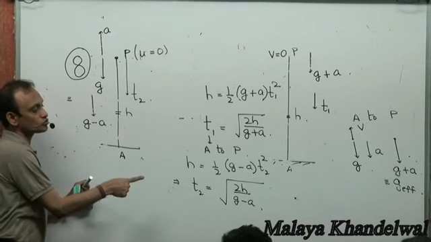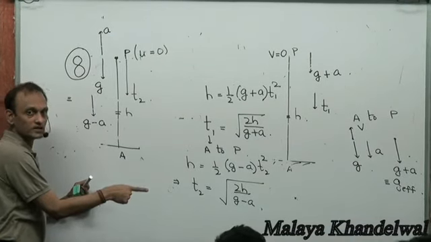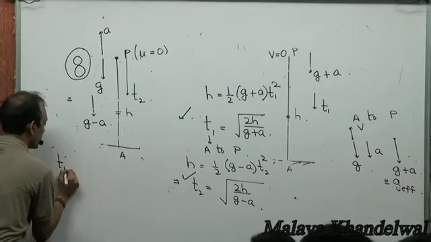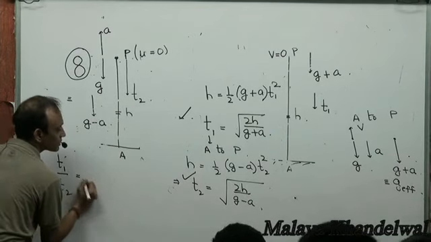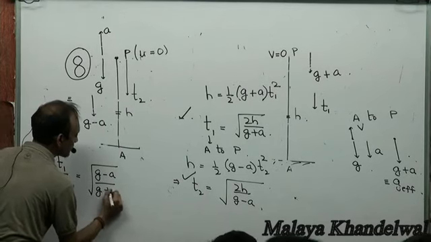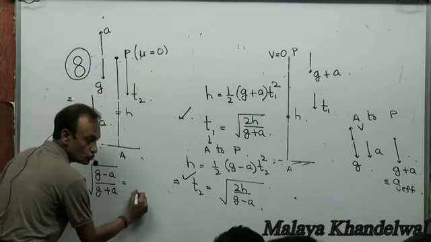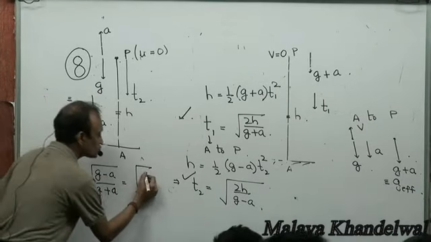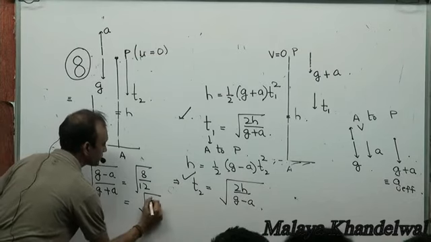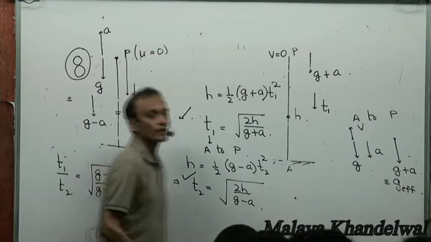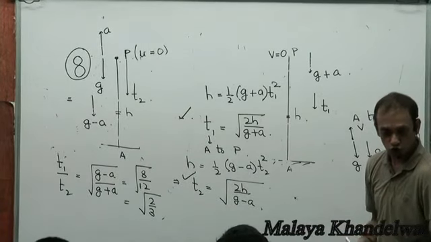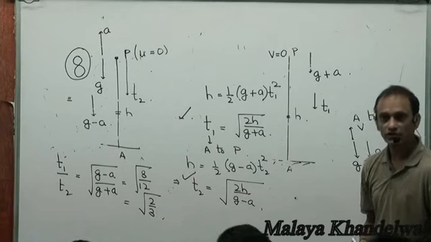Right? So T2 is this. Yes or no? T1 is this. T2 is this very clearly. T1 by T2 is root of g minus a by g plus a. g is 10, a is 2, right? So 8 divided by 12, so root 2 by 3. The ratio of the time of ascent to the time of descent is going to be root 2 by 3. Have I confused you? Then shall I try harder?